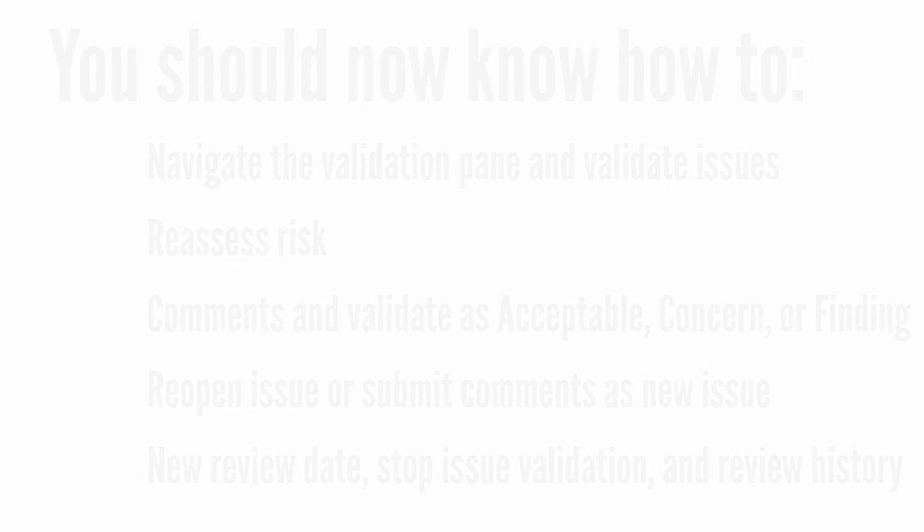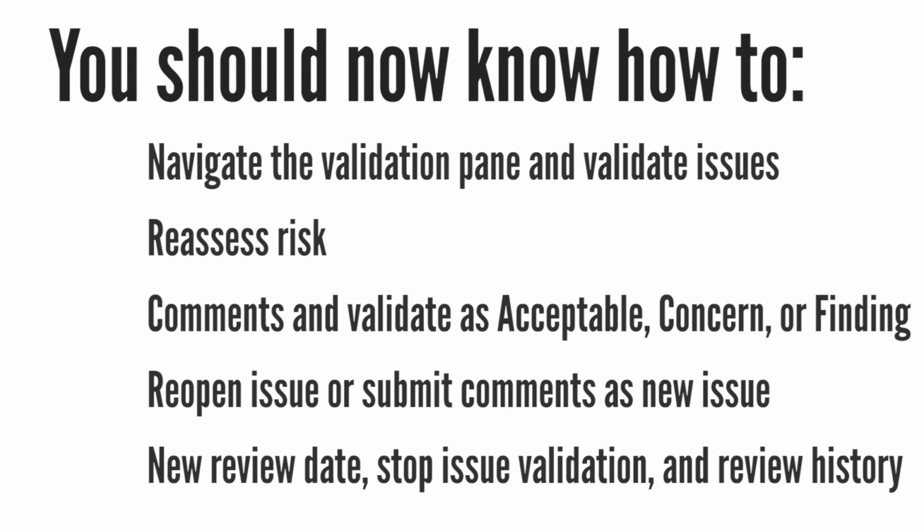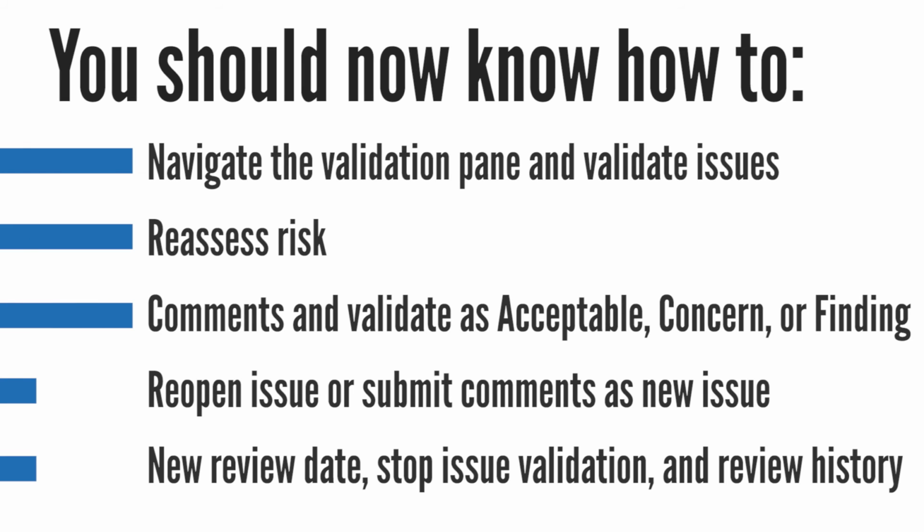In summary, you can see that the Issue Validation tab is a very useful way to quickly review the effectiveness of closed issues and document your review notes for future use or for audits. You should now know how to navigate the validation pane, reassess risk, write comments and notate the issue as acceptable, a concern, or a finding, reopen the issue or submit comments as an issue, set a new review date or remove the issue from being validated, and review validation history.